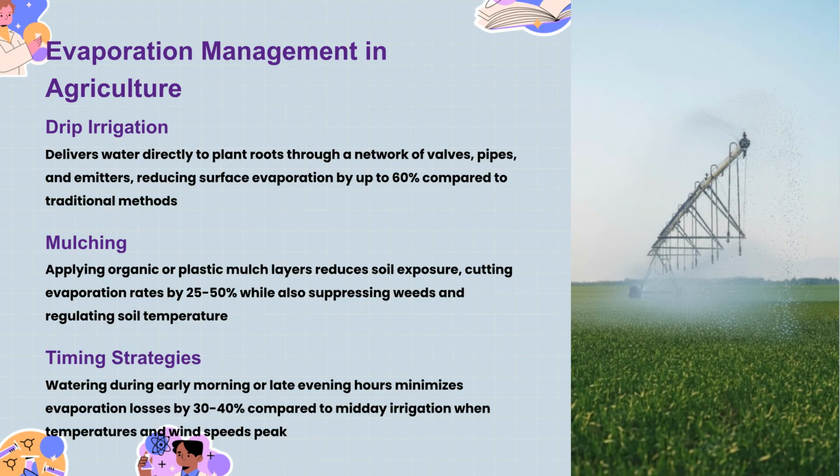In agriculture, drip irrigation reduces surface evaporation by up to 60%. Mulching cuts evaporation rates by 25 to 50%. Watering during the early morning or late evening minimizes evaporation losses by 30 to 40%.